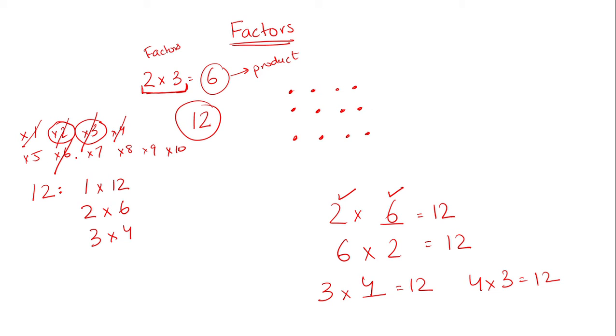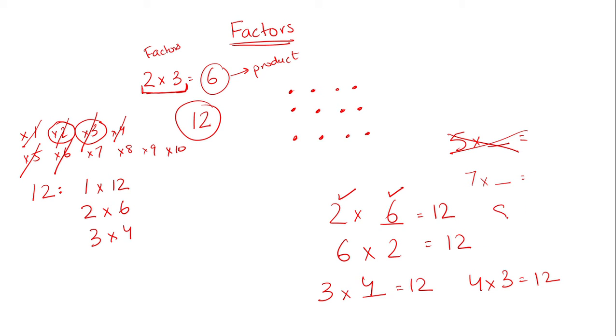Now what about 5? Can 5 times anything give you 12? 5 2s are 10, 5 3s are 15. So no, 12 is not in the 5 times table. So 5 is not a factor of 12. We already checked the 6 times table. We know it's there. 7 times table. Can 7 times anything give you 12? 7 1s are 7. 7 times 2 is 14. So no, it's not in the 7 times table.